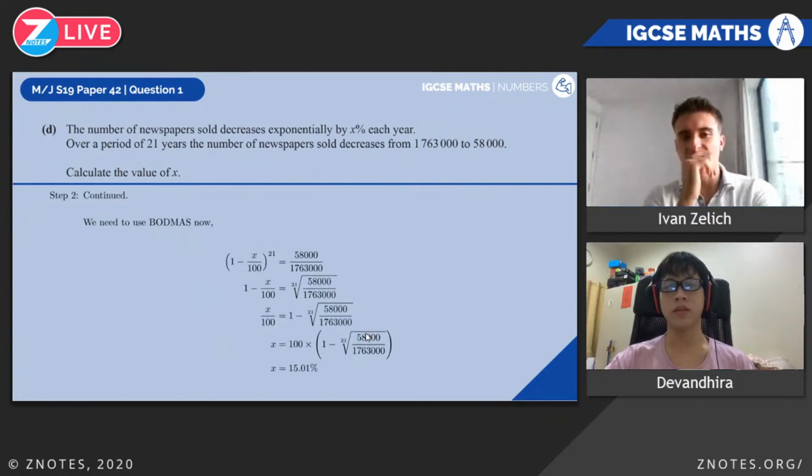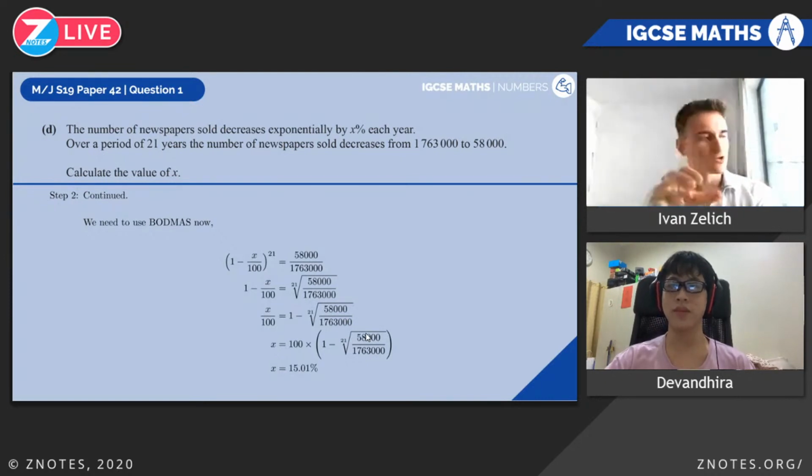Basically, we divide by 1,763,000, and we get that ratio of what 1 minus X on 100 is. So we have to keep our surd on one side in order to continue. And then we take the 21st root. We can do that on a calculator. And then we do 1 minus on both sides. We get X on 100 is this, and then multiply by 100. And so what we end up with is 100 times that big expression, and we plug that into the calculator and we get 15.01%. And that's it. Not much more to it.